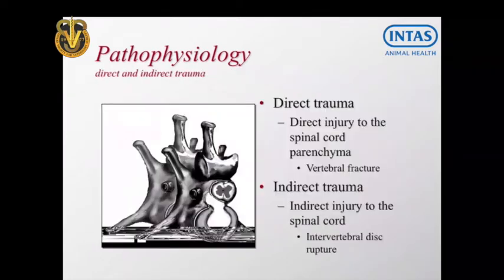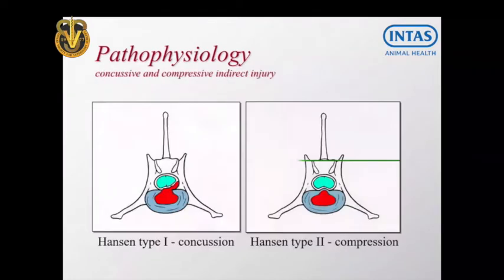Now, they have come out with a third kind of a disc. This is called a non-compressive disc. This disc also comes out very quickly and hits your spinal cord, and then it disappears. You won't be able to find it. So that's the type 3.